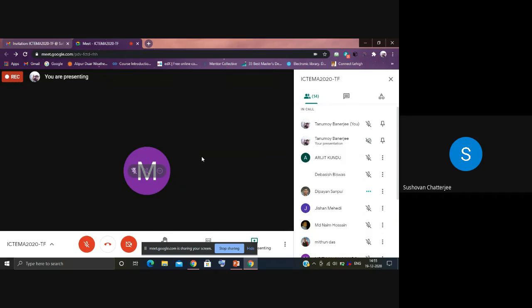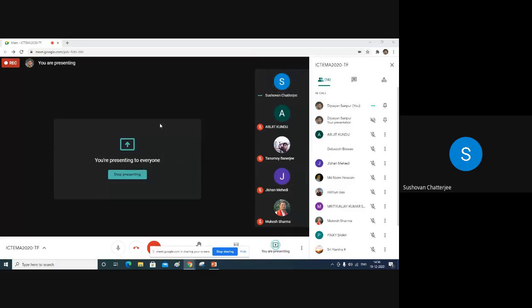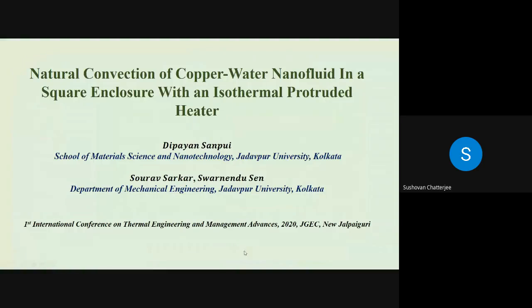They have done natural convection of copper water nanofluid in a square enclosure with an isothermal protruding heater. So basically they have used a square enclosure. They have done numerical computation using stream velocity formulation, using the Ostwald de Waele model to formulate shear stress of nanofluid. Final results are reflected using Nusselt number. So you present this one.